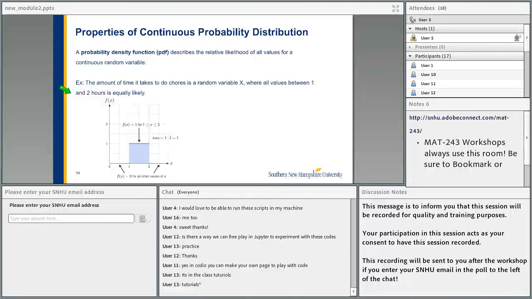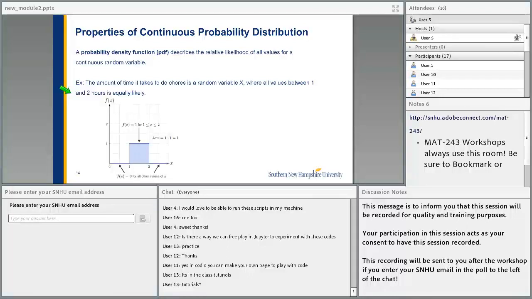If I have to find the probability of completing the chore at exactly 1.5 hours, it is not possible to find that. For continuous random variables, we always give a range. We say, what is the probability of completing the work between 1 and 1.5 hours, or between 1.5 hours and 2 hours. There is always a range that we give. We don't talk about a specific value here. And the way we calculate the probability is we calculate the area under the curve.